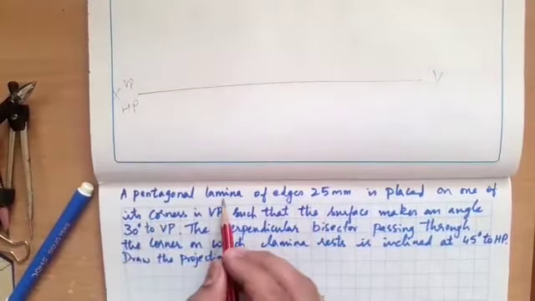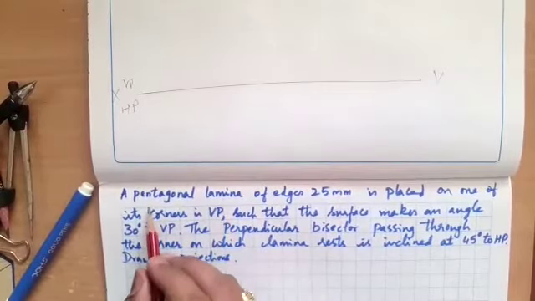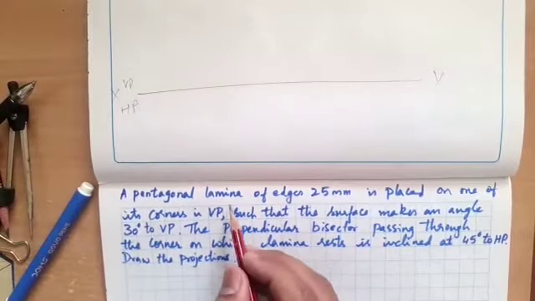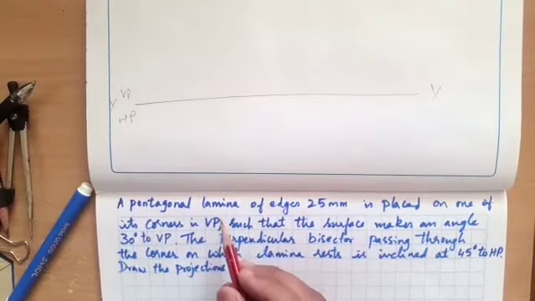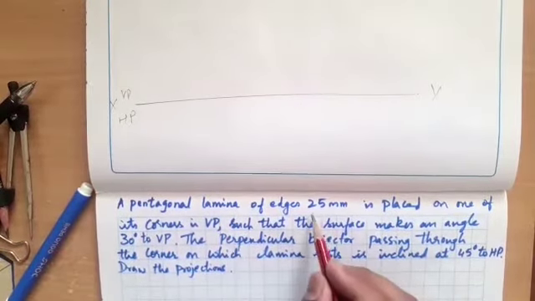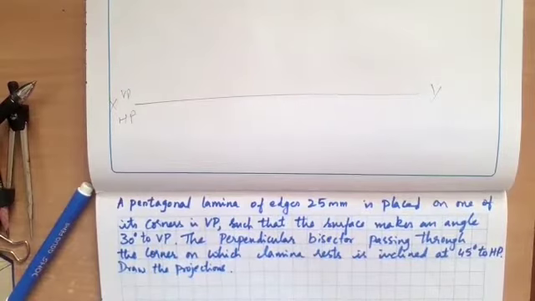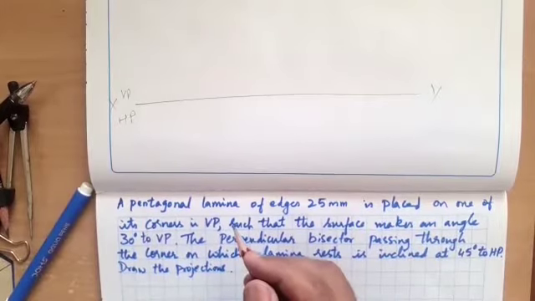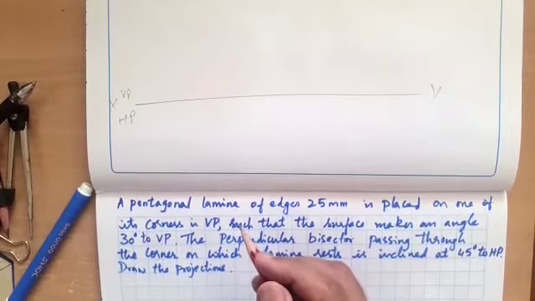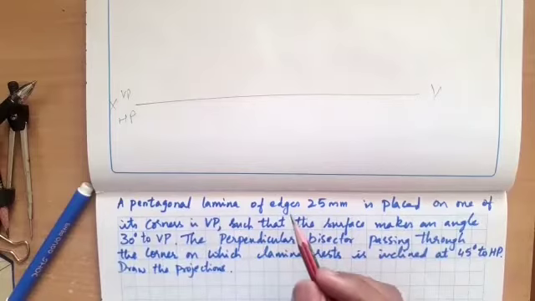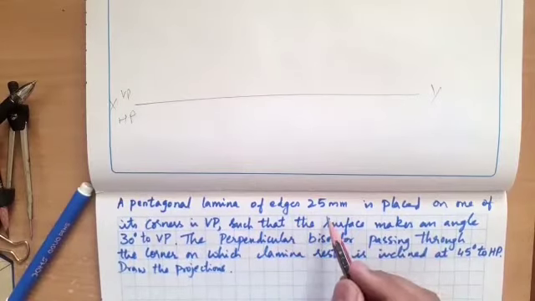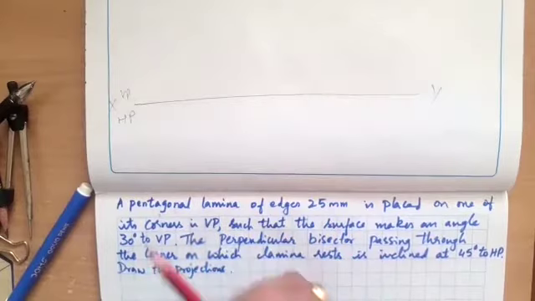It is a pentagonal lamina. As and when you see the pentagonal lamina, you need to know how to construct it. The base side is 25 mm, and so the external angle is 72 degree or the interior angle is 108 degree. So that construction should run in your mind. Based on that construction only, we have to continue the problem.